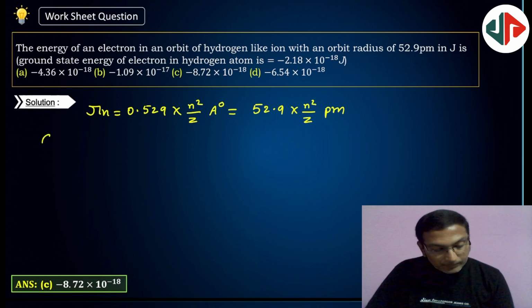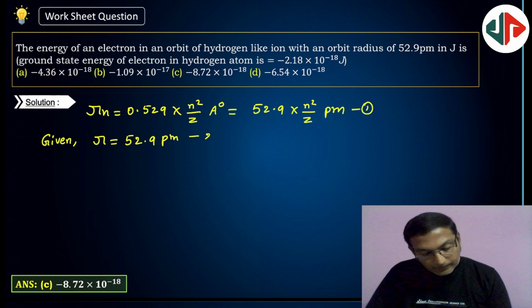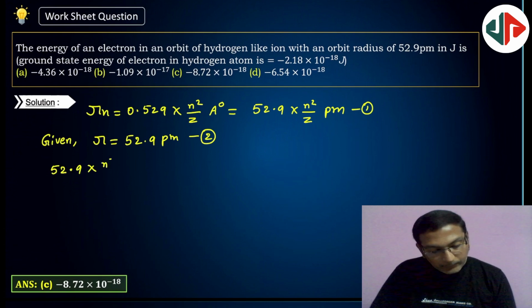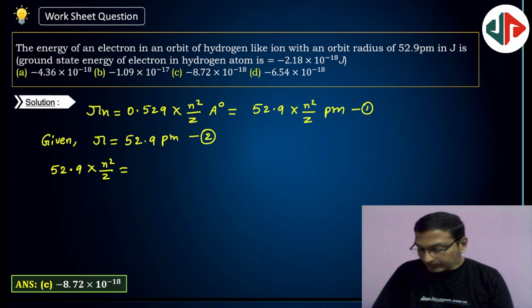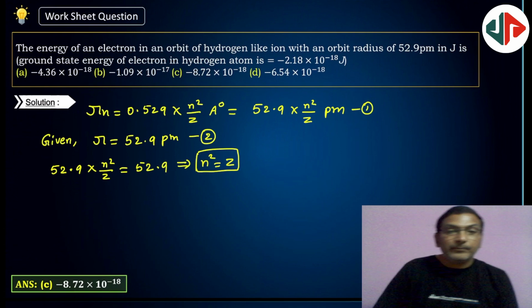Next, given value. Given radius 52.9 picometers. So equate these two. 52.9 into n square by Z equal to 52.9, which is n square equal to Z. We got this expression: Z equal to n square.